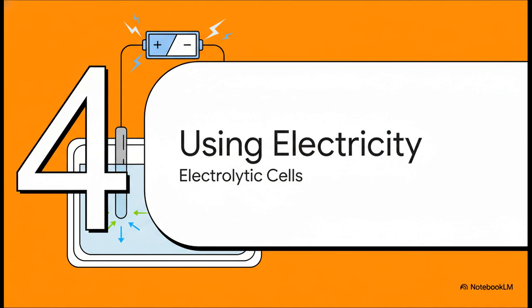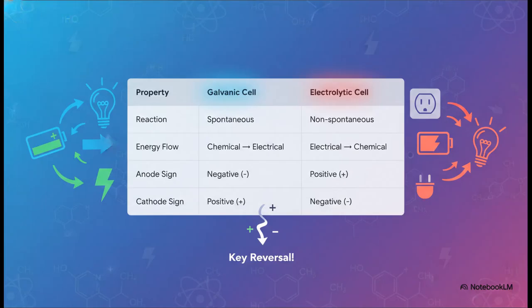But what if you want to do the opposite? What if you want to force a reaction to happen that really doesn't want to? Well, for that, you need to put energy in, and you do it with an electrolytic cell. This chart right here is gold. It lays out the differences perfectly.